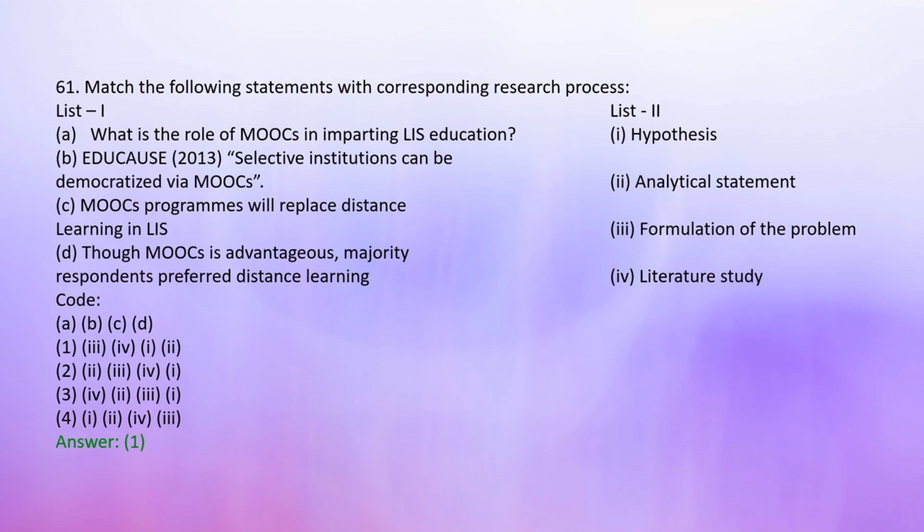Goes on formulation of the problem. B. Because 2013 selective institutions can be democratized via MOOCs goes on literature study. C. MOOCs programs will replace distance learning in LIS goes on hypothesis. And D. Through MOOCs is advantageous. Majority response preferred distance learning goes on analytical statement.